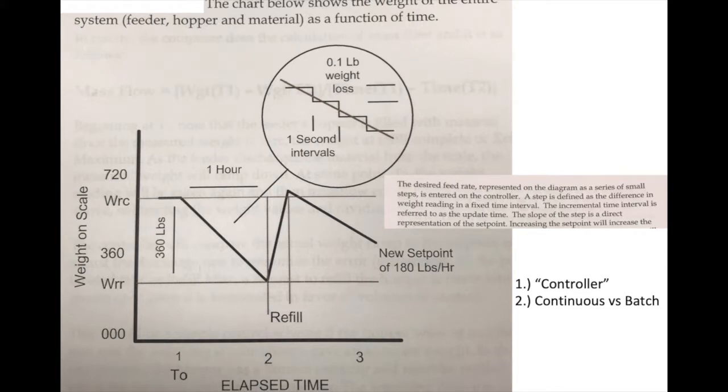The chart below shows the weight of the entire system, which is the feeder, the hopper, and the material. The hopper is where the material is stored before it comes into the feeder. So I'm going to be reading from the right. I know it's small. I'm going to be pointing to the picture on the left.